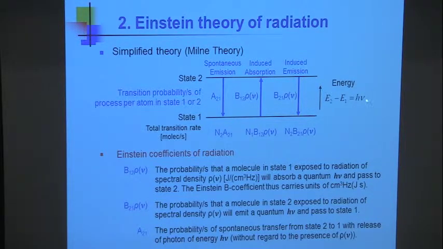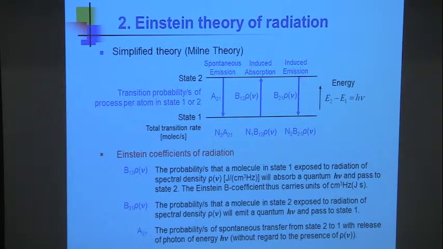So the energy difference is h nu, Planck's constant times the frequency. And here we have state 1, state 2, and now we can say, what is the total number of molecules per second undergoing this process? Well, the total number in 2, and capital N usually denotes the total number. So the total number undergoing this process per second would be N2 times the probability A21. So that's the number of molecules going from 2 to 1 by spontaneous emission.